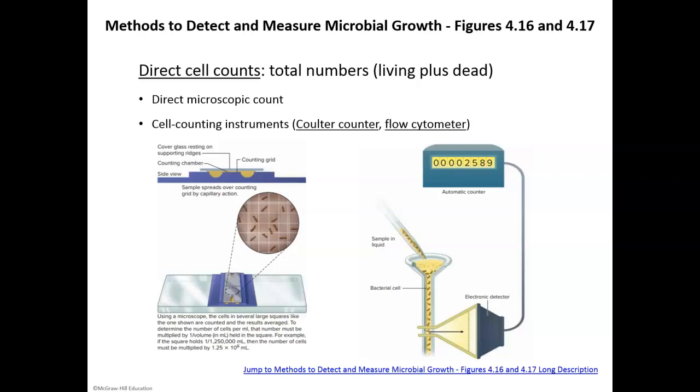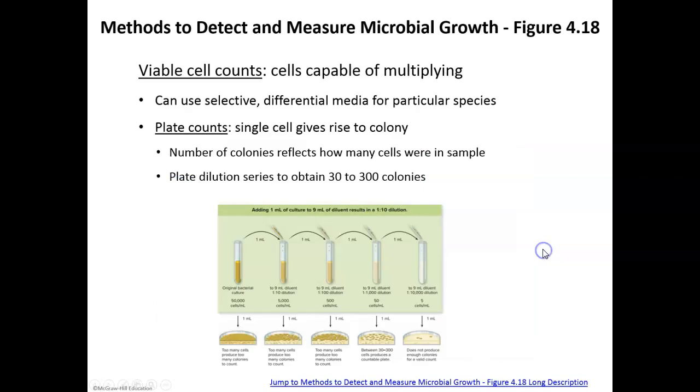using a flow cytometer. And so you can see you use a special type of slide that you put the fluid in, and then it has a grid, and you just count the number of cells within each section of the grid. Viable cell count is going to be counting only cells that can actually grow. And so we use a selective and differential media if we want specific types of organisms to grow. Otherwise, we just use a complex media to see what all organisms might grow.